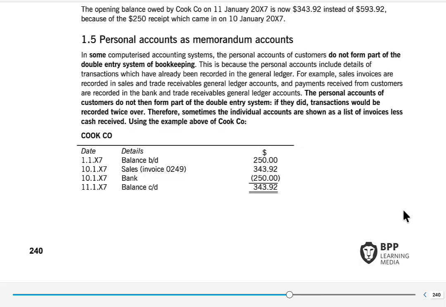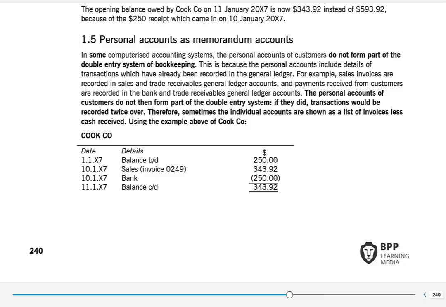Why the system still needs memorandum customer accounts? Now you might ask, if it is not part of double entry, why keep it at all? Because the business still needs the detail for real-life management. Reason 1, customer queries. When the customer asks for their balance, you need the detail immediately. Reason 2, statements and chasing. You need to produce statements and reminders using the customer breakdown. Reason 3, credit control decisions. You need to see overdue invoices, payment patterns, and whether the customer is within their credit limit.